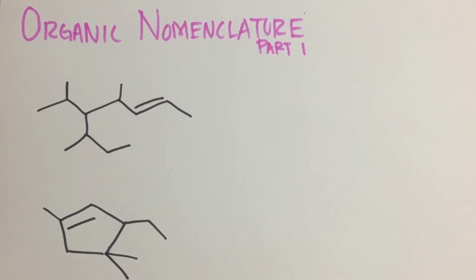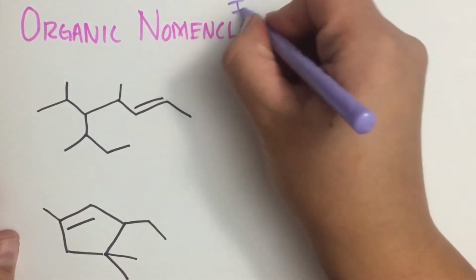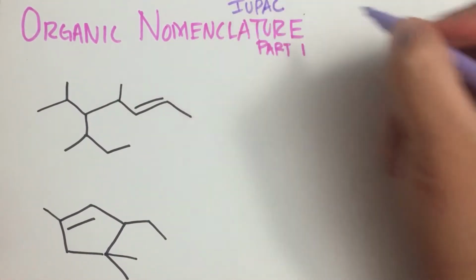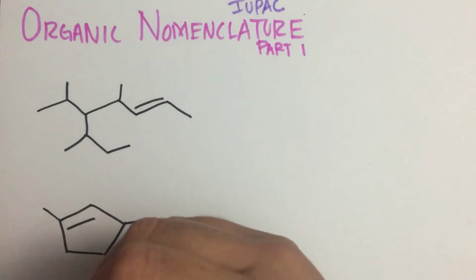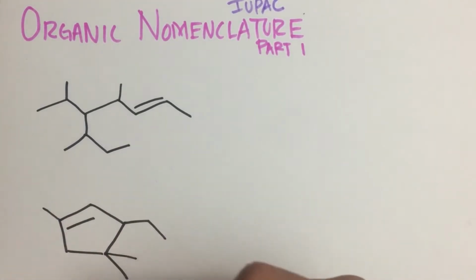So today we're going to be talking about organic nomenclature, okay? And this is the first part out of a three-part video, okay? So today we're going to be talking about some very semi-simple molecules, okay, and how to name them using the IUPAC nomenclature, the International Union of Pure and Applied Chemists nomenclature, okay?